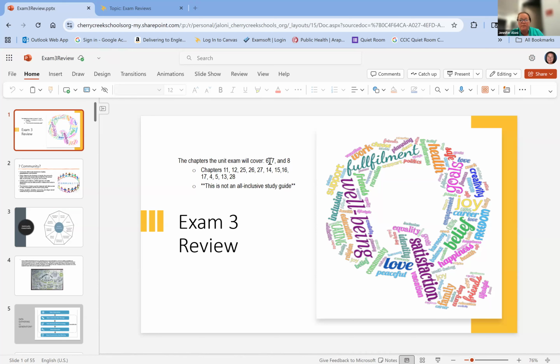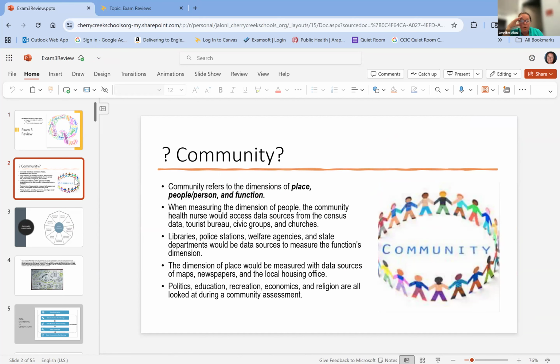All right. Exam number 3. Lots of chapters 6, 7, 8, 11, 12, 25, 26, 27, 14, 15, 16, 17. It's a lot. Okay. We look at community. We look at the dimensions of people, place, and function. And we're measuring the dimension of people.